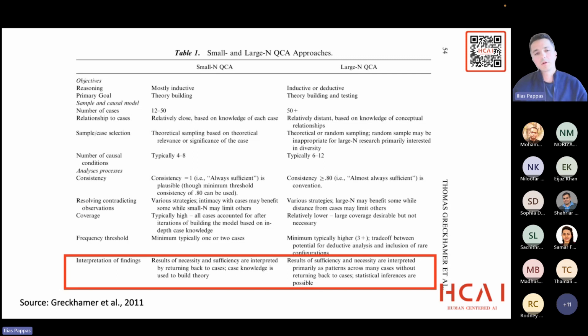The very large sample, 100, 200, 500 cases, then you are looking for patterns across many cases. So you don't necessarily need to go back to the cases, because you have so many cases, so it's quite difficult to go back to the cases.